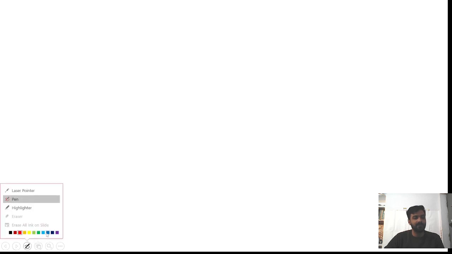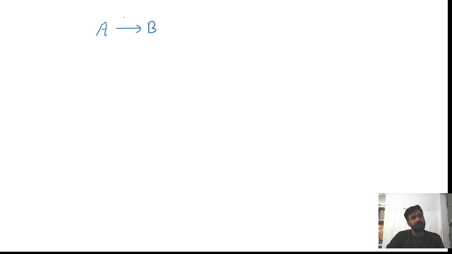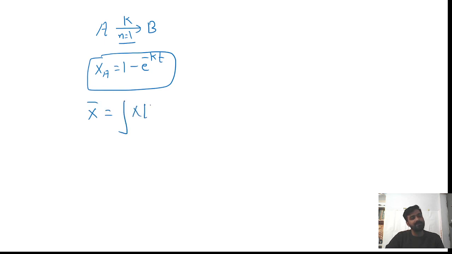I'm letting you understand with the help of one example, and after that we'll go through it in the next lecture. If A goes to B, the rate constant is k and n equals 1. So can I write the conversion X_A for a first order reaction as 1 minus e to the power minus kt? So can I write X bar equals the integral of X(t) E(t) dt, where X(t) is a function of time. So X bar equals the integral of (1 minus e to the power minus kt) E(t) dt.